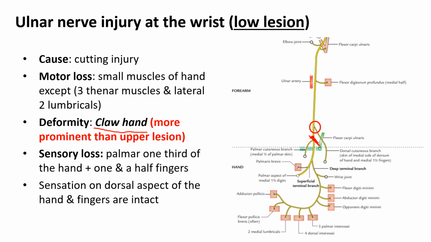Sensory loss only occurs in the palmar aspect of 1/3 of the hand and medial 1.5 fingers. Sensation in the dorsal aspect of the hand and fingers are all intact because the injury occurs distal to the origin of the dorsal cutaneous branch of the ulnar nerve.